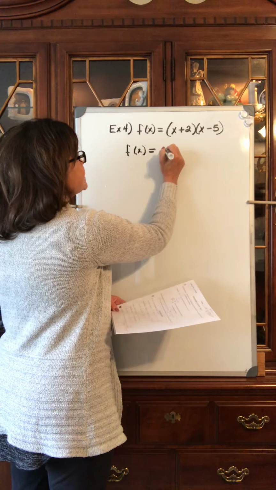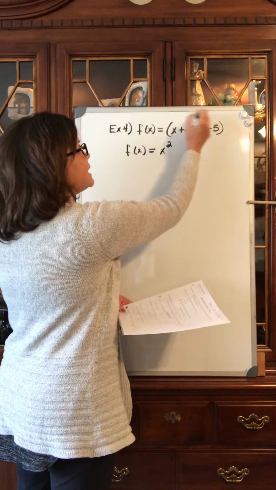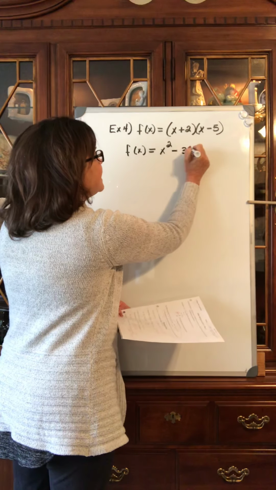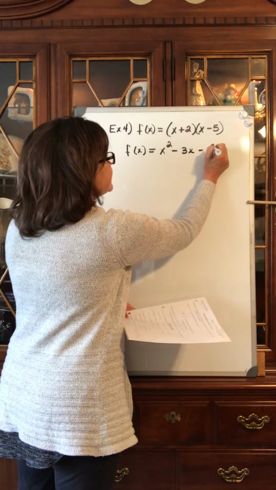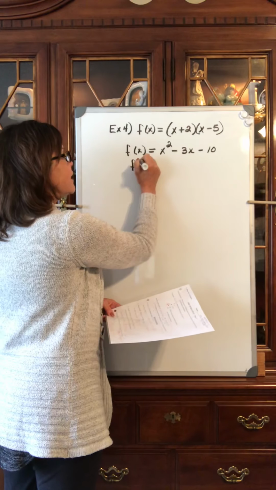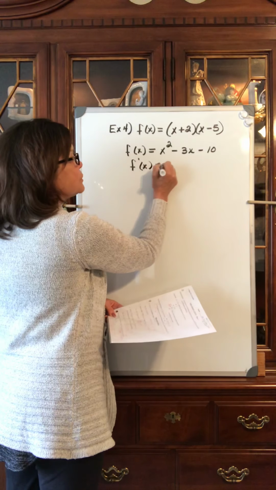So first times first is going to be x squared. Outside is negative 5x plus 2x. You get a negative 3x. And then when you multiply last times last, minus 10. That's the function multiplied.